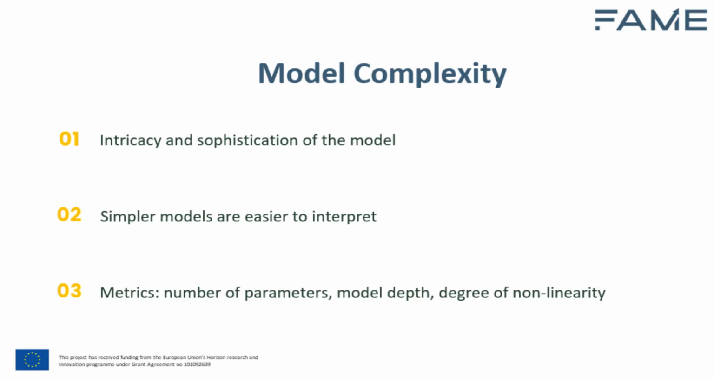Model complexity refers to the intricacy and sophistication of a machine learning model. It plays a crucial role in explainability, as simpler models are generally easier to interpret. Metrics like the number of parameters, depth of the model, or the degree of nonlinearity can provide a measure of model complexity. A higher complexity may indicate a more challenging model to understand and explain.